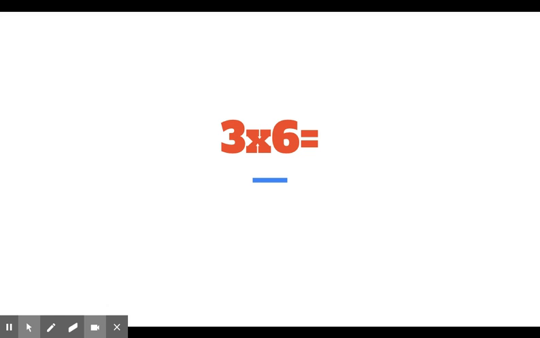That's right. 3 times 6 equals 18. 10 divided by 0 equals 0. I think that should have been 0 divided by 10. 0 divided by 10 equals 0, not 10 divided by 0. 21 divided by 7 equals 3. 9 times 6 equals 54.